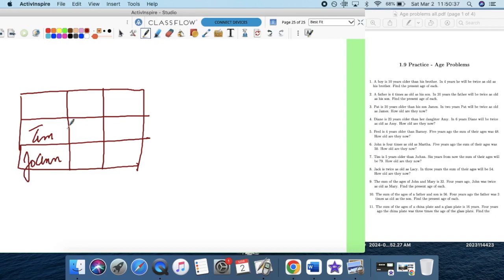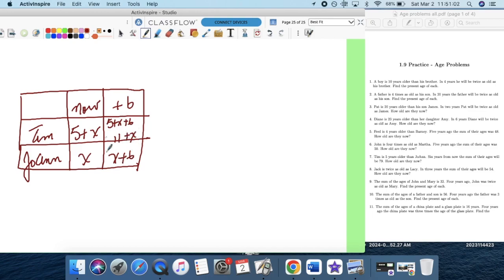So Tim is 5 years older than Joanne. So Joanne is x. Tim is 5 plus x. Right now. 6 years from now. So in the future, Joanne's going to be x plus 6. And Tim is going to be 5, whatever he is now, plus 6, which we're going to write as 11 plus x. That's his age 6 years from now.